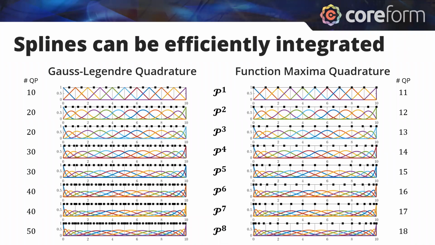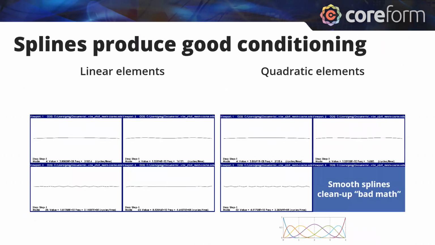We've actually even postulated that perhaps the Greville points for even a B-spline are maybe fine, but they might be fine because they're just so close to the function maxima. So we kind of see function maxima as superseding the Greville point work. But yeah, great question.